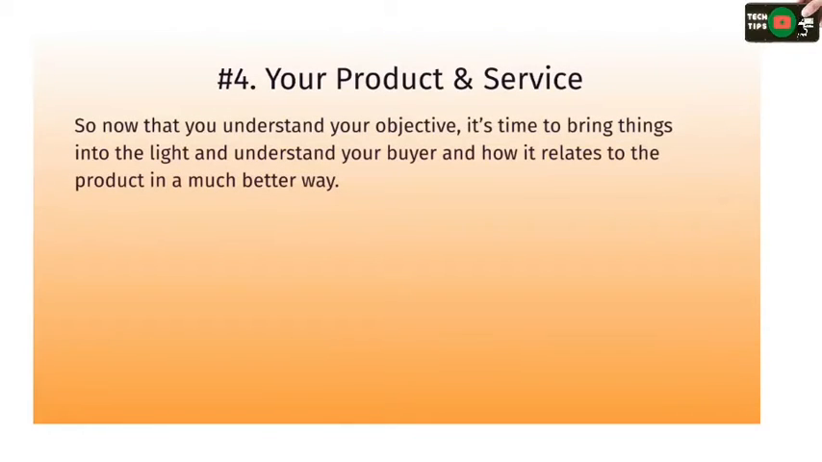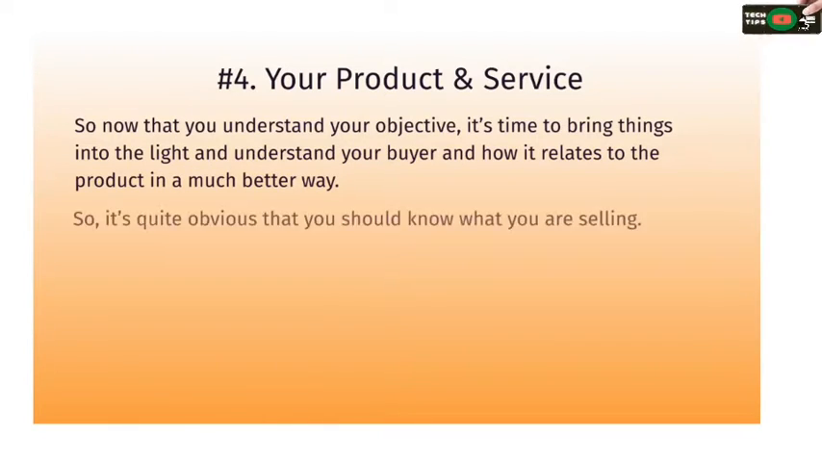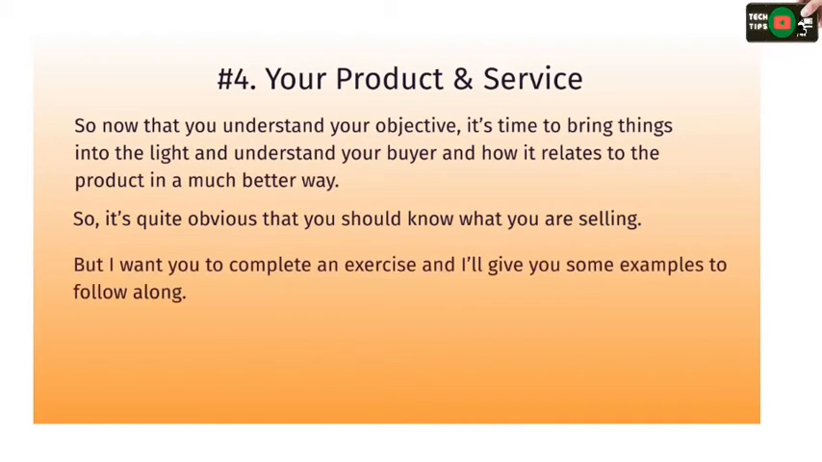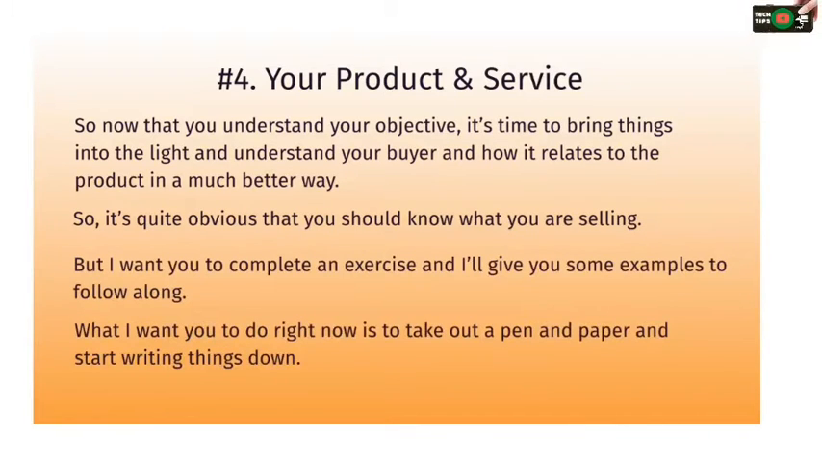So now that you understand your objective, it's time to bring things into the light and understand your buyer and how it relates to the product in a much better way. It's quite obvious that you should know what you're selling. But I want you to complete an exercise and I'll give you some examples to follow along. So what I want you to do right now is to take out a pen and paper and start writing things down. If you don't like pen and paper, you can also pull out your iPhone or your smartphone as well.